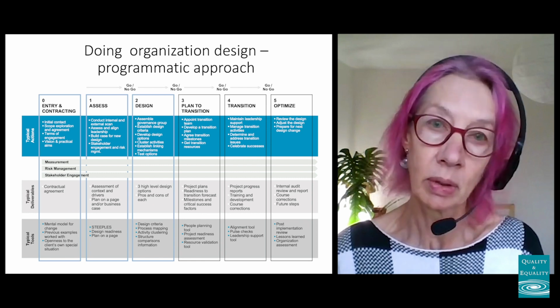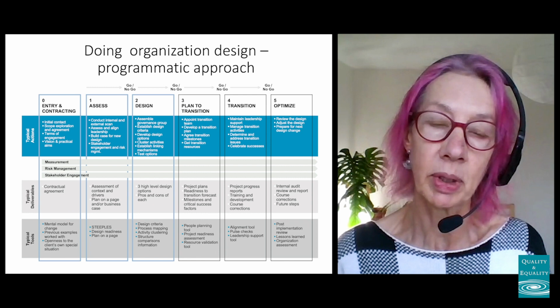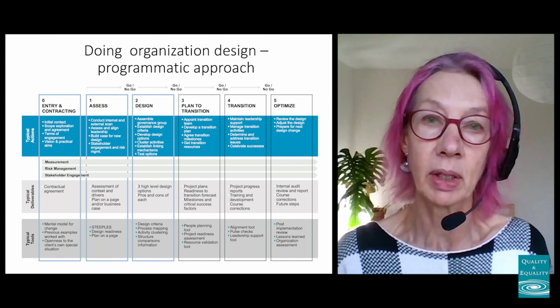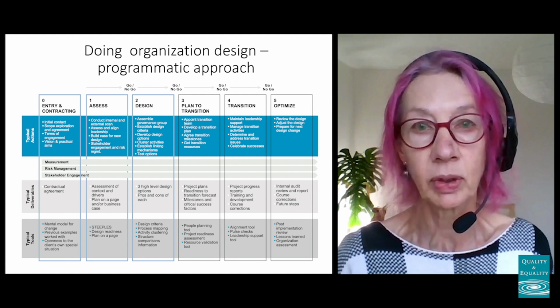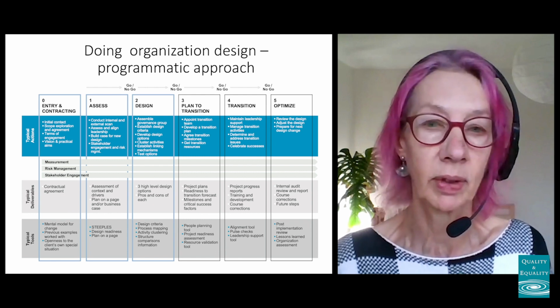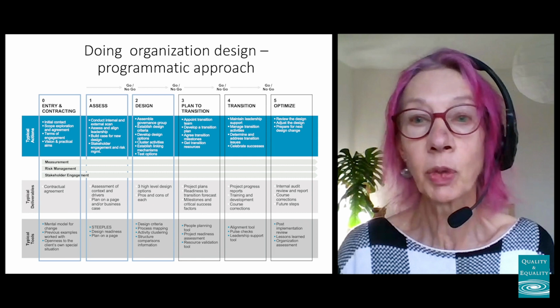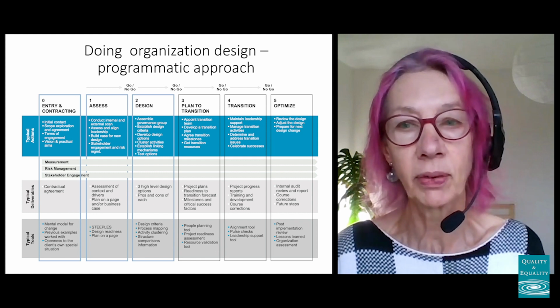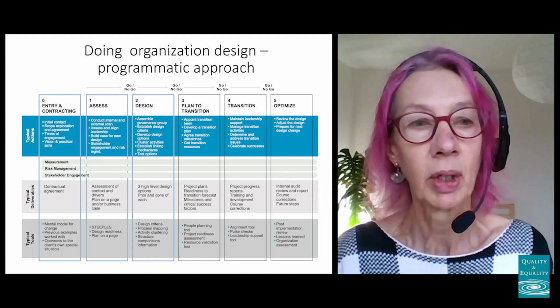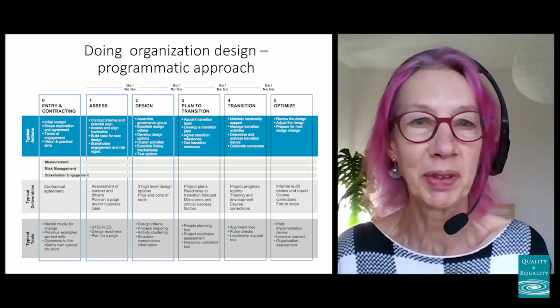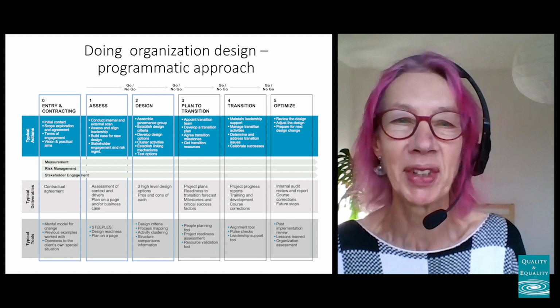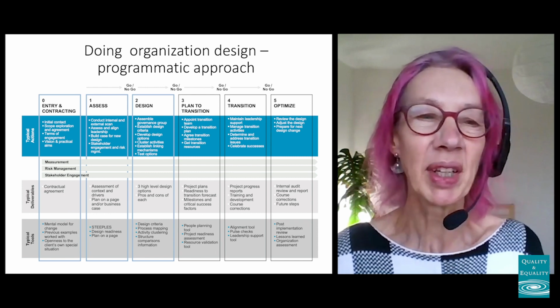And if you don't know project or program management, I do thoroughly recommend that as a learning for you to take, because it's a very, very useful skill in all types of organization design. And this programmatic approach basically has 6 steps. So the first, which I call step 0, because people quite often don't actually do it, they just launch into the design, is entry and contracting.